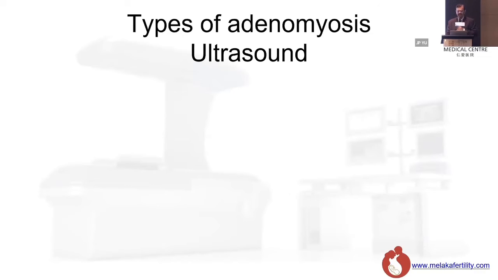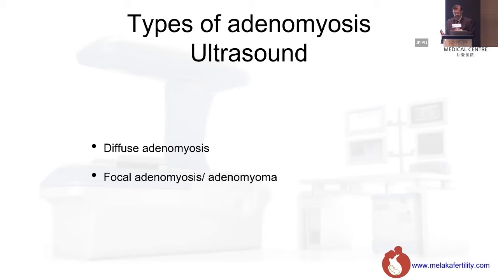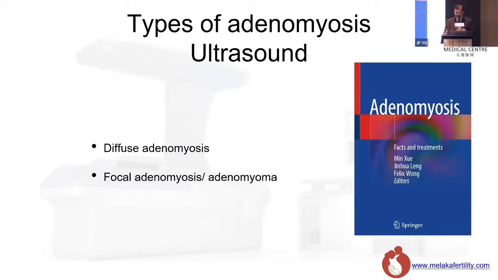Now, what are the types of adenomyosis? How do we make a diagnosis of adenomyosis? The first thing is we do ultrasound. And we say that adenomyosis is either a diffuse adenomyosis or a focal adenomyosis. Sometimes they call it an adenomyoma. This is a very good book by my friend, Dr. Felix Wong. If you have the time, you can read it about adenomyosis. They talk about all aspects of adenomyosis.